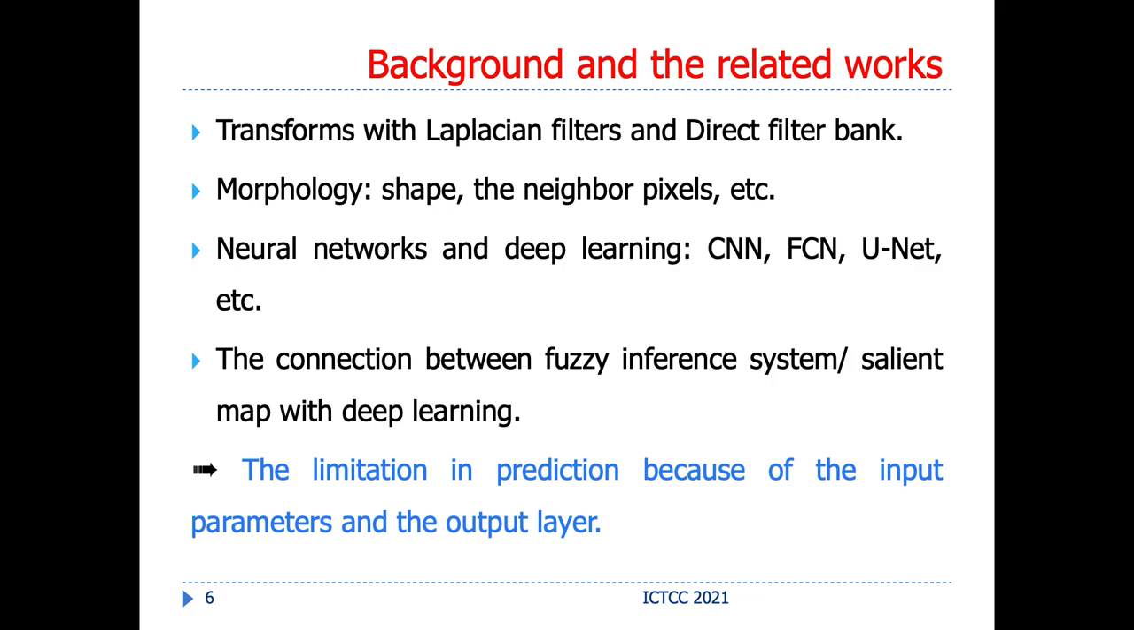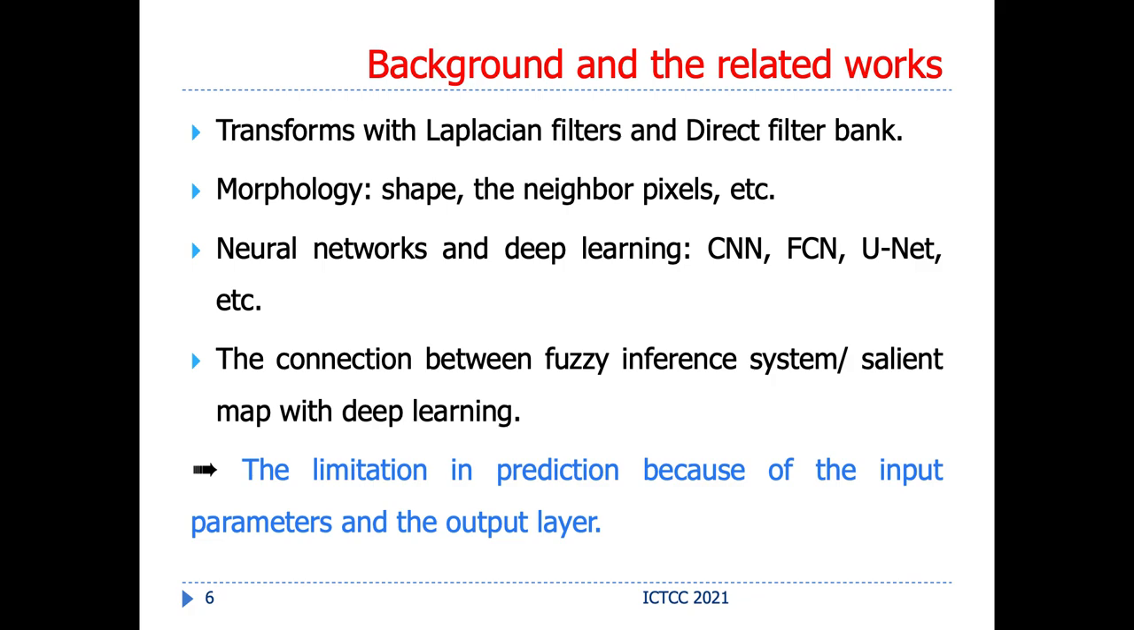In recent years, there has been the development of machine learning, neural networks, or deep learning, such as convolutional neural network, fully convolutional network, UNET, or something like that. On the other hand, the connection between physics inference systems is the basis of the saliency map for deep learning. The saliency map is a concept based on the superpixel.